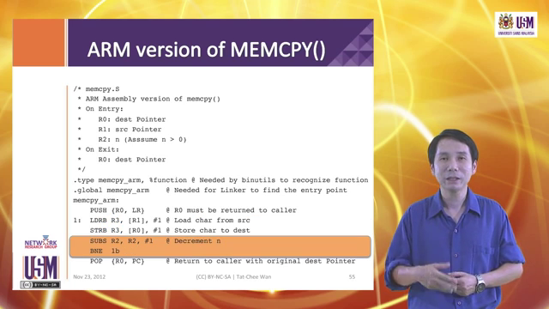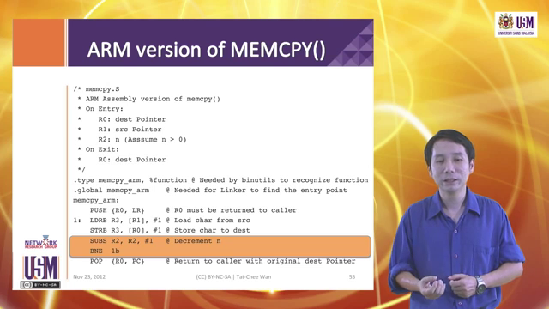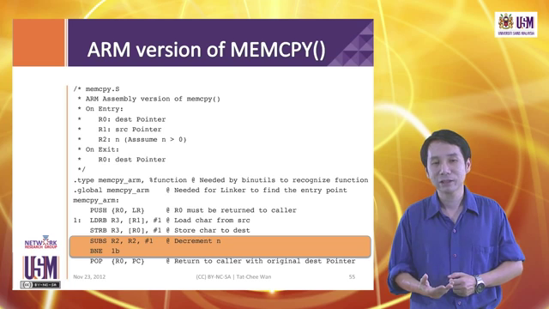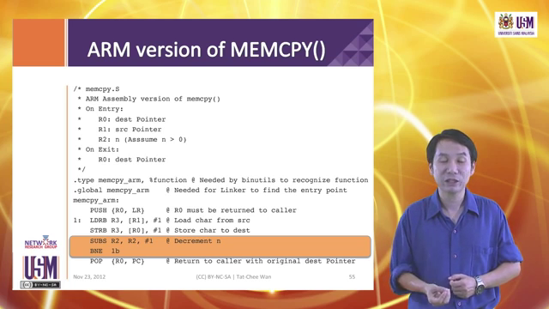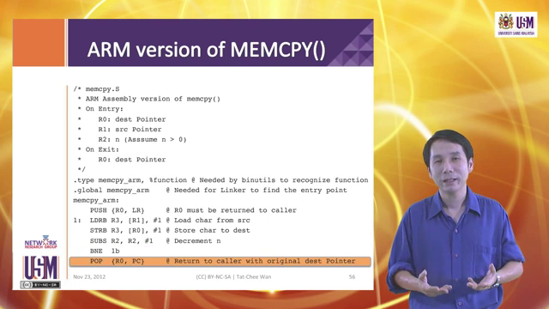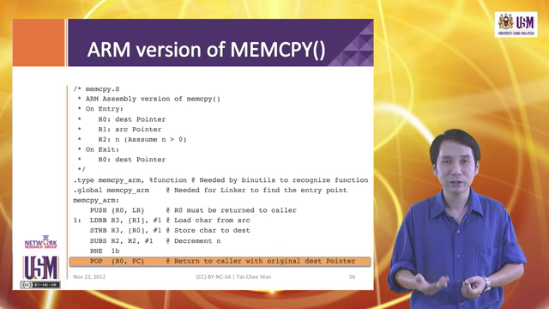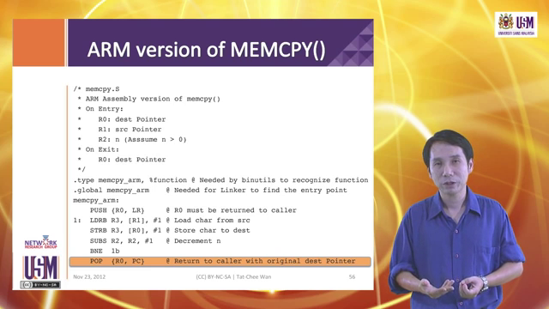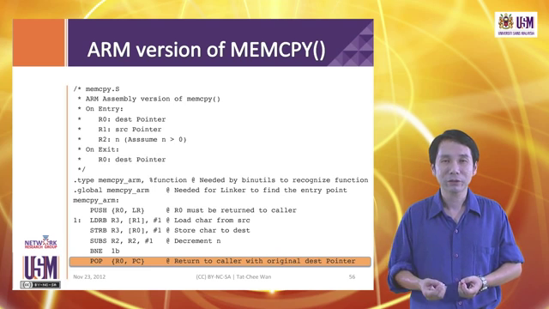Then we will decrement the counter value by 1 and check to see if it is still non-zero. As long as it's non-zero, we will repeat the copying of the byte values from the source to the destination buffers until the counter reaches 0. At the end, we will restore the value in R0 to the original address pointer value, as well as the link register value into the program counter so that we may return to the calling routine.